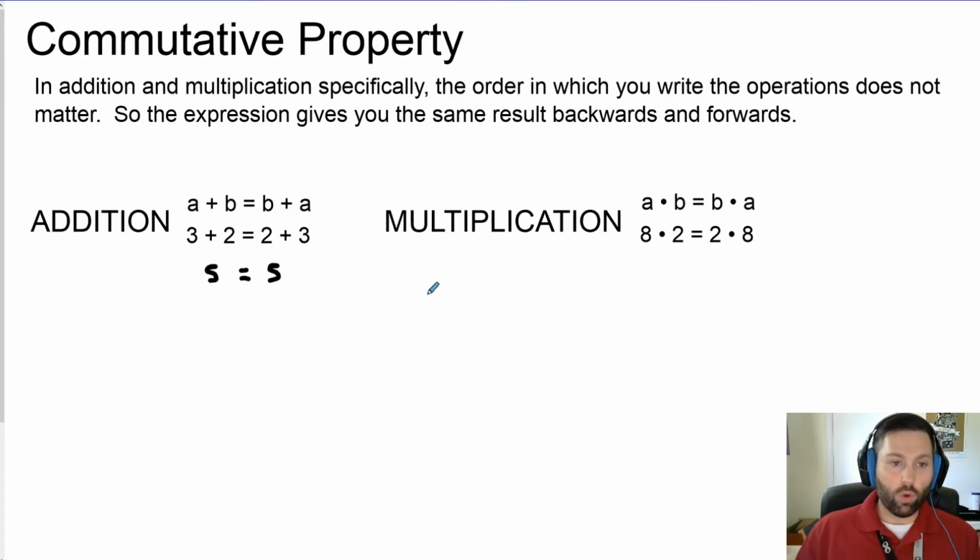So it doesn't matter what order I write that in, it still gives me the same result. On the multiplication side, I get 16 and 16 again. So I have proof that these properties hold.